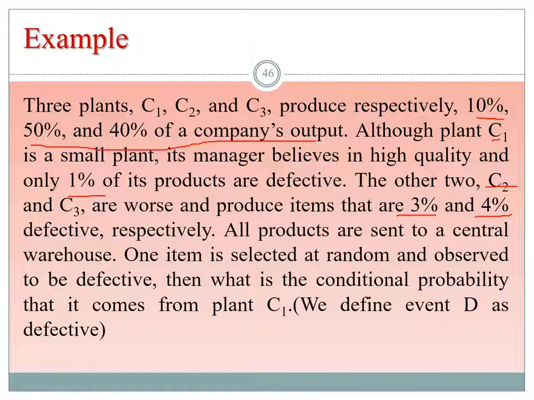So all products are sent to a central warehouse. One item is selected at random and observed to be defective. Then what's the conditional probability that it comes from plant C1? In this case, if we define event D as defective, then we can write down probability of C1, probability of C2, probability of C3, and also probability of D given C1, D given C2, D given C3.